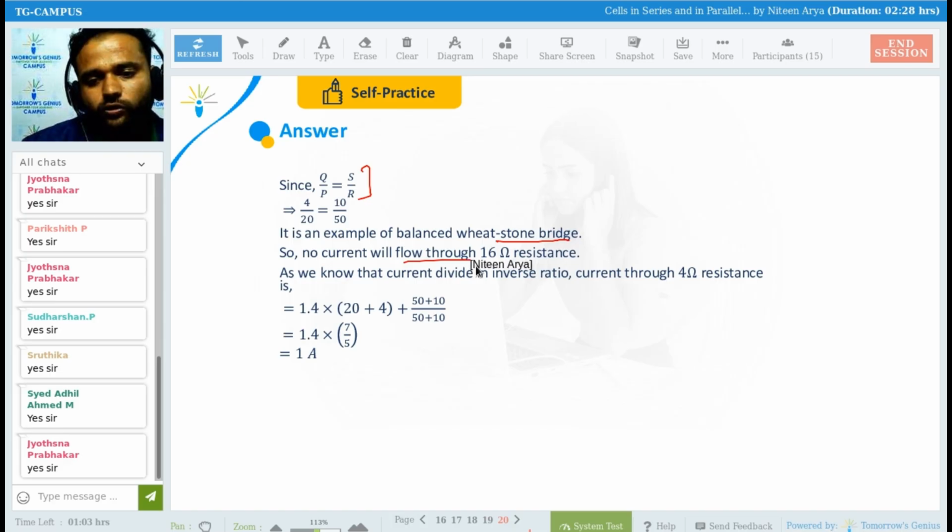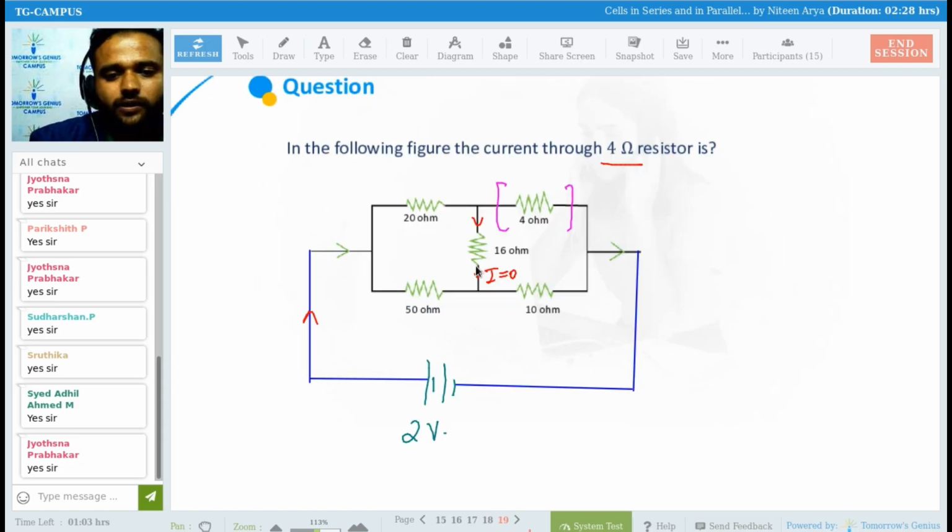So no current will flow through the 16 ohm resistance. As we know, current divides in the inverse ratio, current through 4 ohm resistance. What does it mean? If the current I1 is going in this way, so here we have I1 and here we have I2.